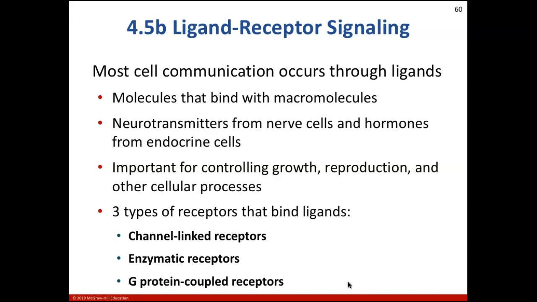Now, when we talk about cell communication, most of it is going to take place through ligands. Ligands are going to be molecules that bind with macromolecules, or can be neurotransmitters from nerve cells and hormones from our endocrine cells. They're going to be important for controlling growth, reproduction, and other cellular processes. And we have three types of receptors that are going to bind ligands. Those three are channel-linked receptors, enzymatic receptors, and G protein-coupled receptors.